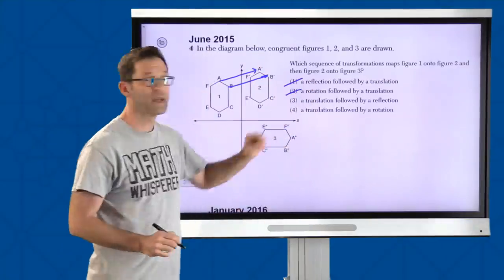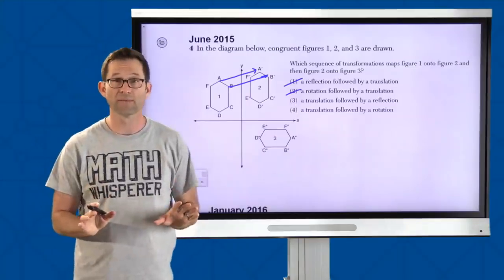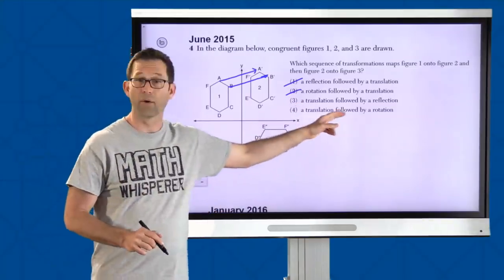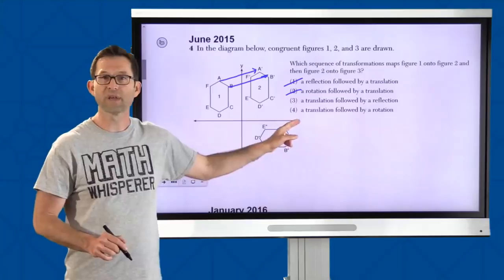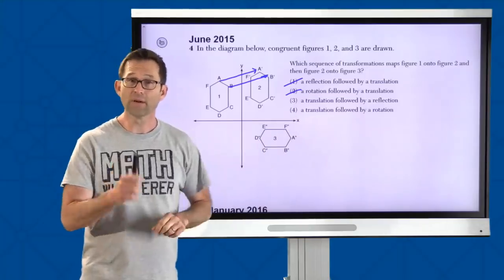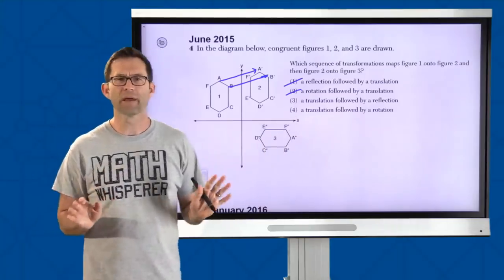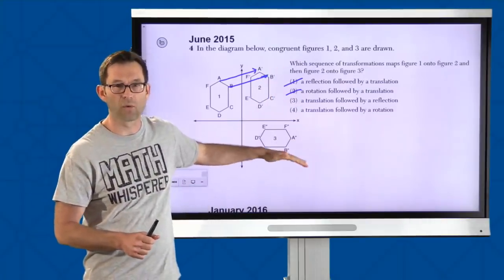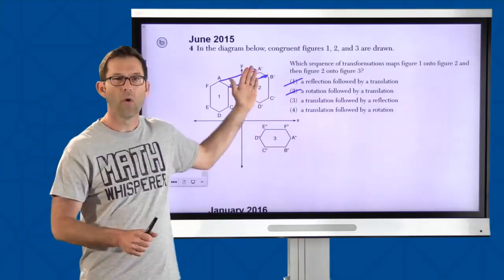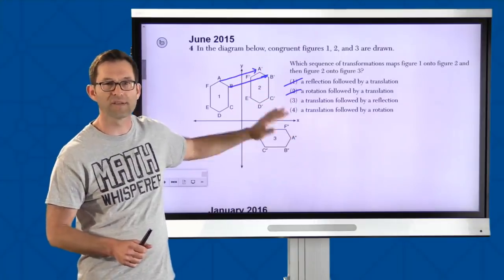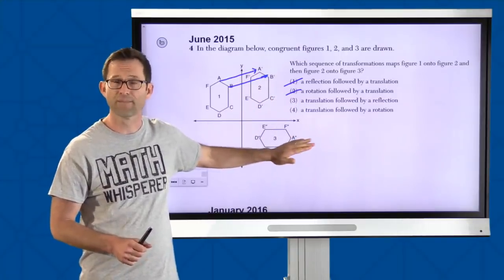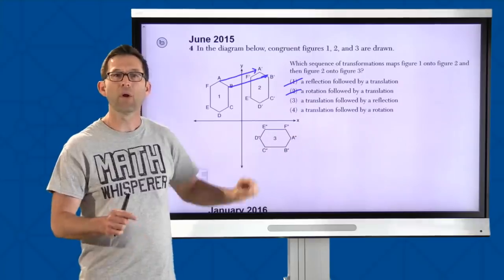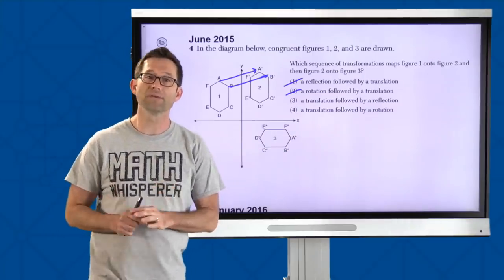We begin with a translation followed by something else. Now choice 3 says followed by a reflection. Choice 4 says followed by a rotation. And it's a little tricky because they both seem like they could be correct. Possibly I've rotated this thing 90 degrees clockwise about the origin, or maybe I've reflected it across some line like y equals x. So which one is it? Well, it turns out that it's a rotation, and here's how I can tell.